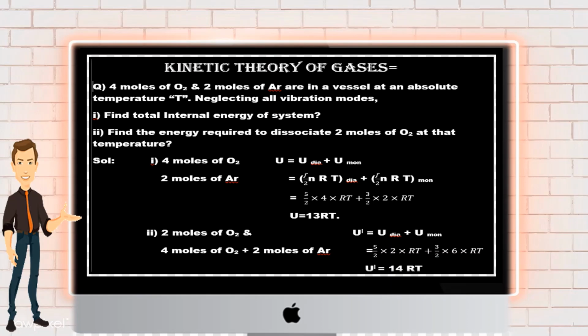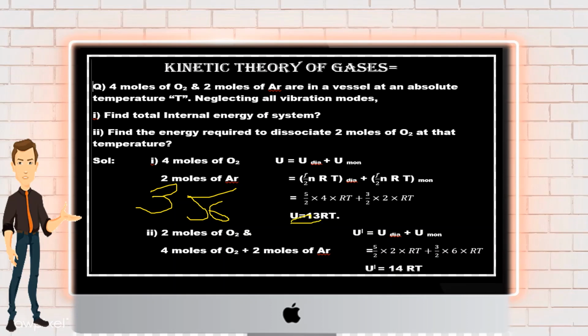Finding the first answer: 4 moles of oxygen and 2 moles of argon. We find the total internal energy possessed by diatomic molecules and by monatomic molecules, simply using the formula f by 2 nRT separately for di and mono. We know the degrees of freedom for a diatomic gas is 5, using 3, 5, 6 as the theta values. So 5 by 2 into 4 moles into RT, plus 3 by 2 into 2 moles into RT. Substituting this, we get the final answer: U equals 13 RT.